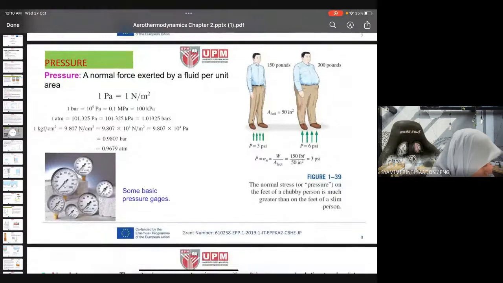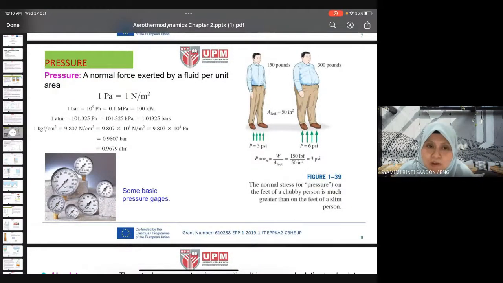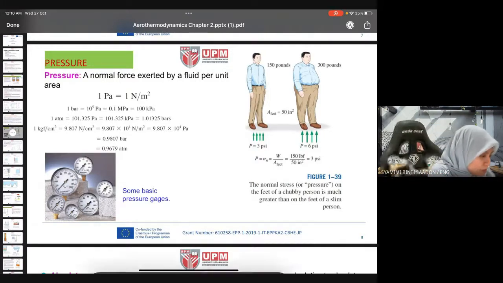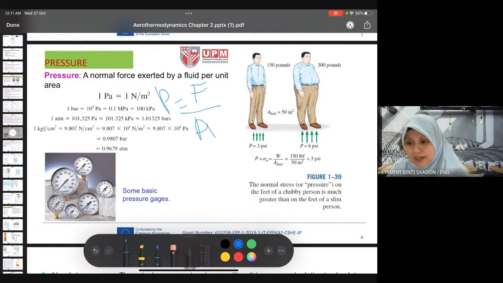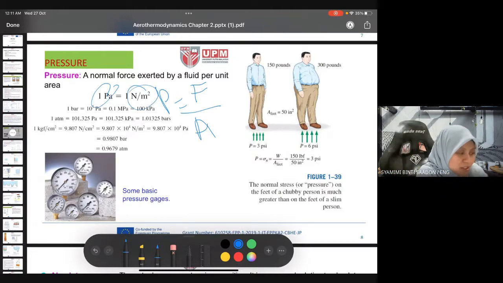Pressure: a normal force exerted by a fluid per unit area. The definition of pressure is F over A, so pressure is equal to force over area. This means pressure depends on the force and on the area. If we increase the area, then the pressure will change. Pressure is noted in Pascal, or Newton per meter square: Newton is the force, meter square is the area.